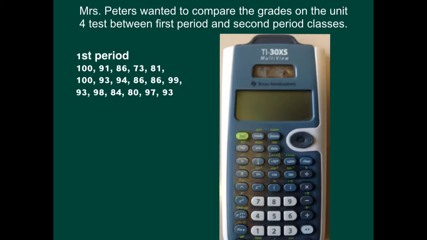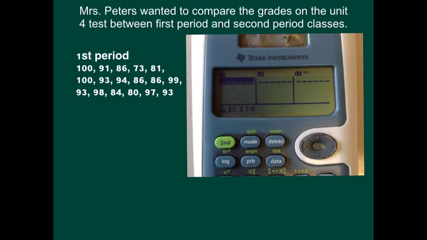Now we're going to start off by looking at our TI-30XS, and we're going to put some information in. You've heard me say the word data a couple of times, so I want you to look at your calculator and notice the data button right here. We're going to press that data button. When you press it, you'll see this screen come up and we have L1, that's list 1, list 2, list 3. We're going to input our data into list 1.